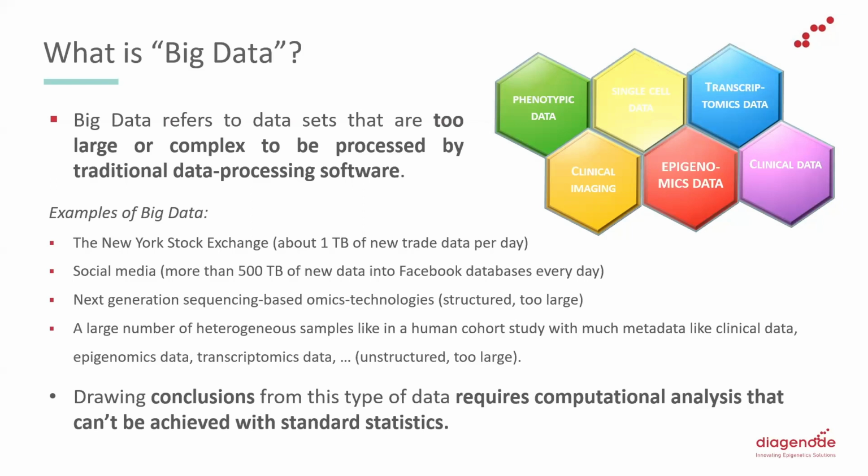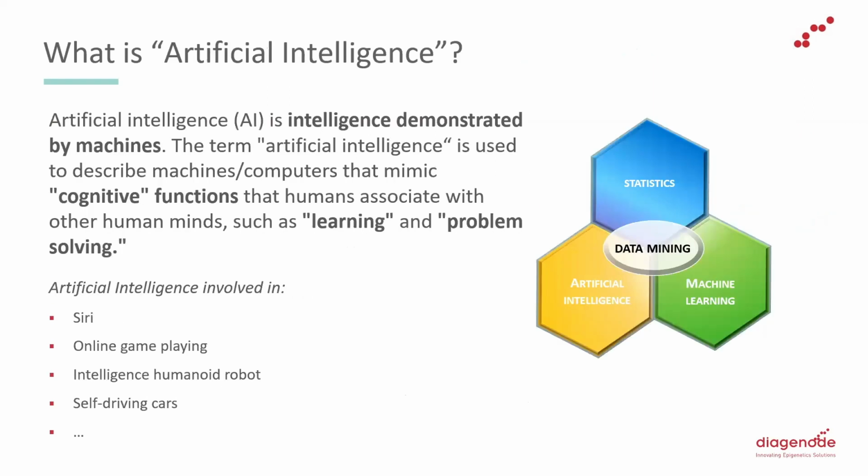Dealing with this kind of big data and drawing conclusions from it requires a computational analysis that cannot really be achieved with standard statistics. And what I mean by computational analysis is artificial intelligence, which is intelligence demonstrated by machines. This term is used to describe computers that can mimic human behavior. They try to mimic the functions that are usually associated with human minds, such as learning and problem solving.